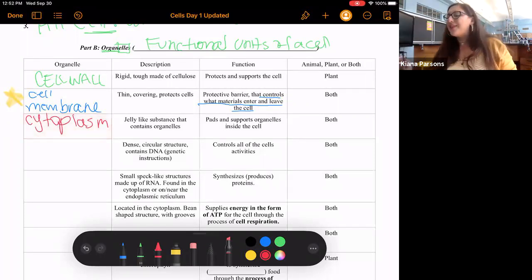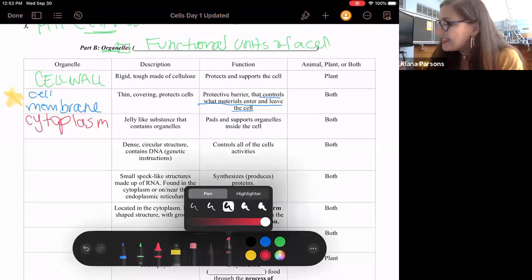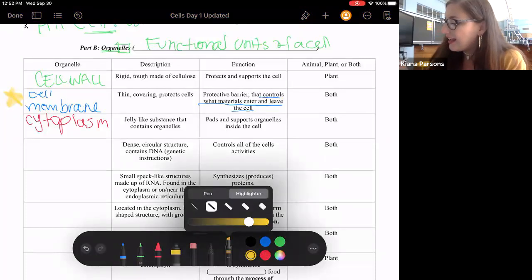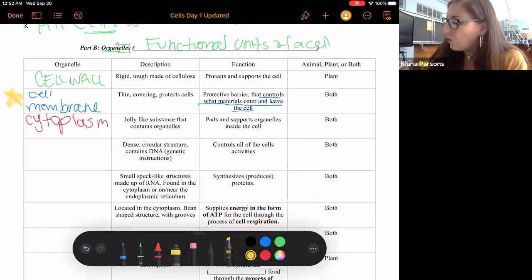Next, we're talking about the dense circular structure that contains DNA. DNA is the genetic material that contains the instructions for how to construct all the different parts of our bodies, all of the different proteins that we need to carry out all of our different life functions. I'm hoping that you all know that, but don't worry, we'll get much more into DNA during Unit 7, Genetics.